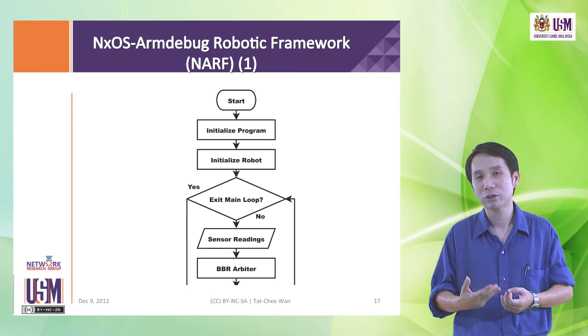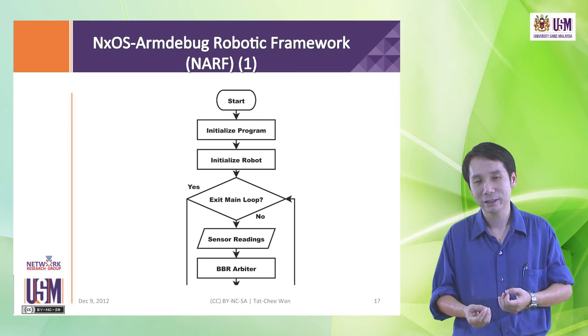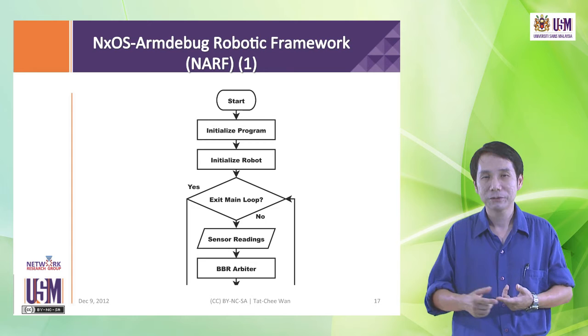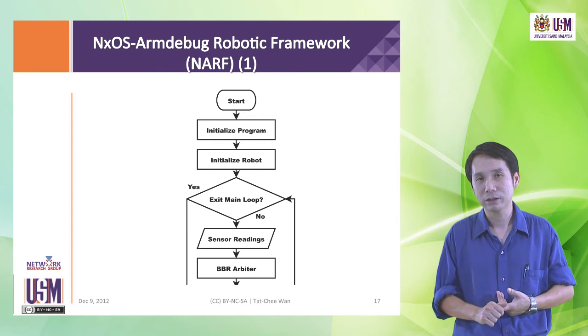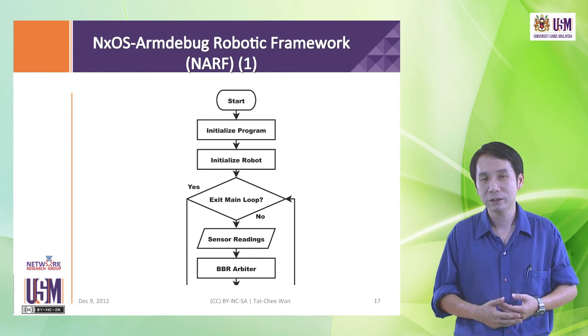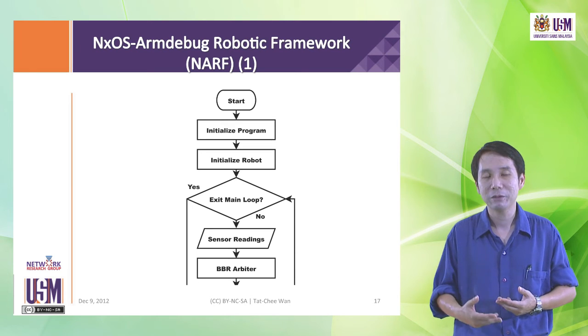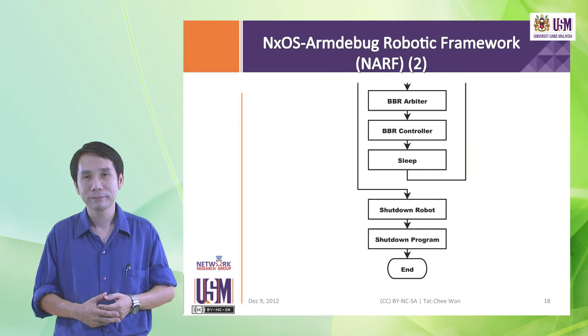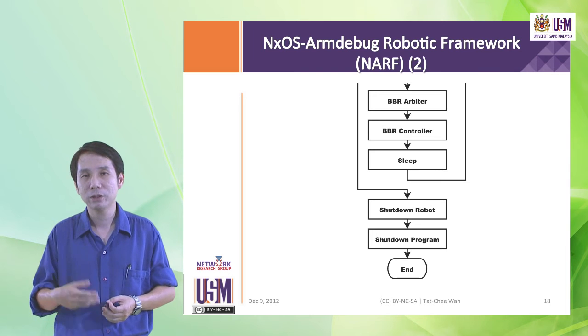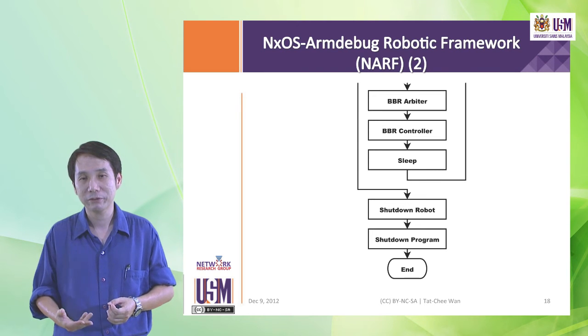The main loop is controlled by an evaluation of whether to continue the main loop or exit it. If it is to continue the main loop, then we will go through the following sequence. First, we will perform sensor readings to retrieve all the input values from the various sensors. Then we will execute the arbiter to evaluate the behaviors to determine which is the highest priority behavior that is active. Next, the highest priority active behavior will generate outputs that will be passed to the controller for it to program the actuators with the correct values.